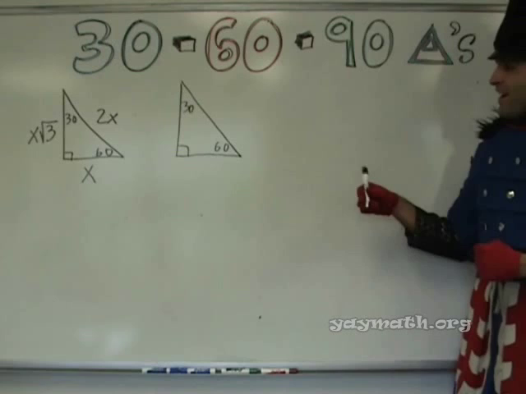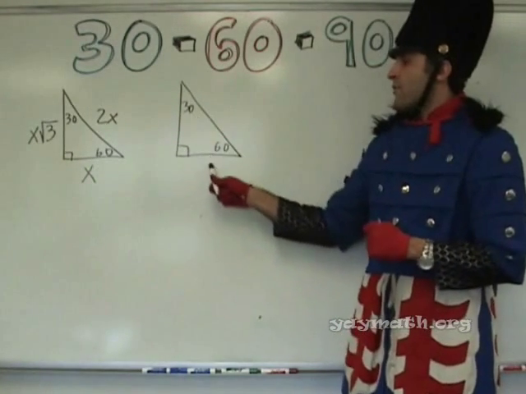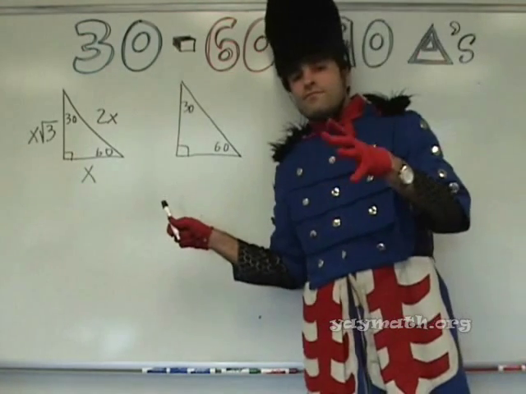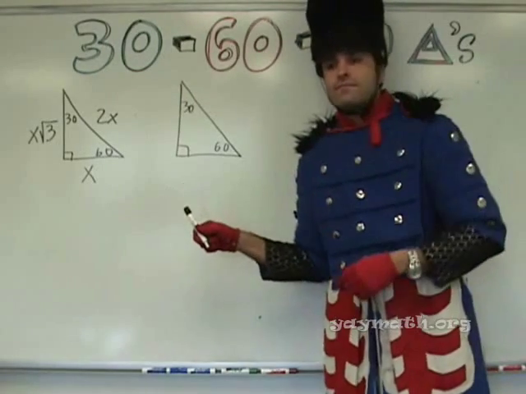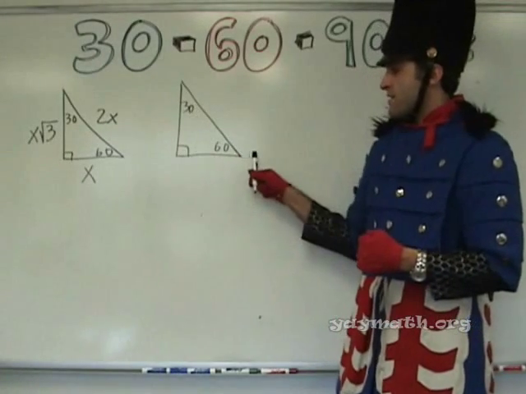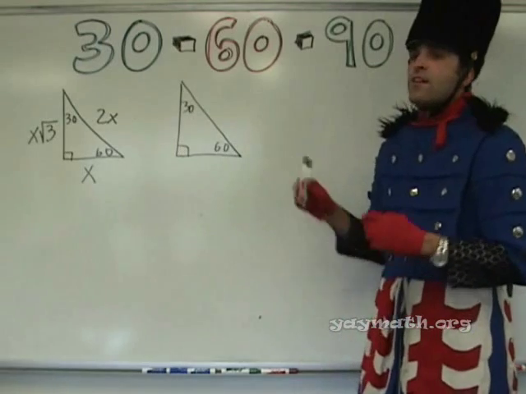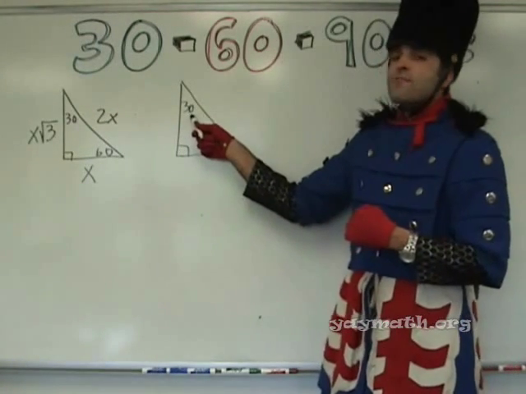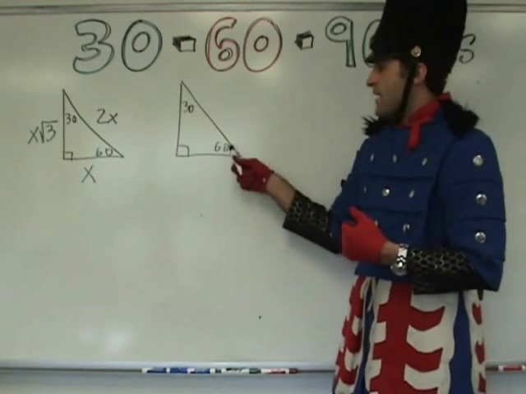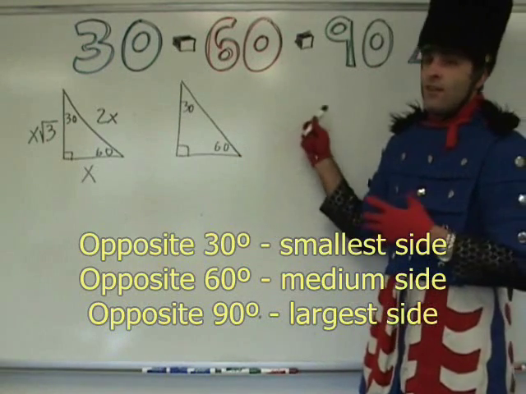First, we need to establish the side opposite the 30 side is here. The side opposite the 60 is this side. The side opposite the 90 is this. Do you agree that since the 30 angle is the smallest angle, the side opposite it will be the smallest side? And then the side opposite the 60 you can call medium, and the side opposite the 90 is the largest.